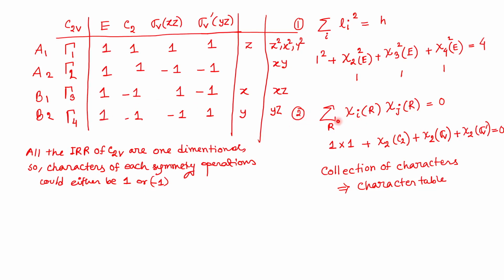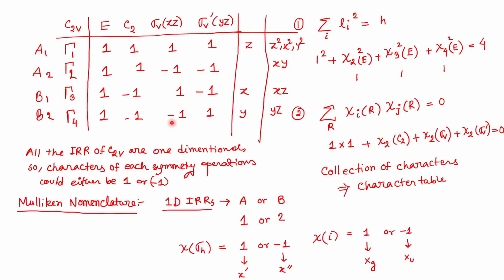Now you have taken care of the rest of the terms by the orthogonality of the characters of the ith and jth irreducible representations. You mark them all, and you knew that out of these 4, 2 are always going to be negative. So you can write them up. And you also have the Mulliken nomenclature, by which you can give each of them a name, irrespective of gamma 1, gamma 2, gamma 3, gamma 4.